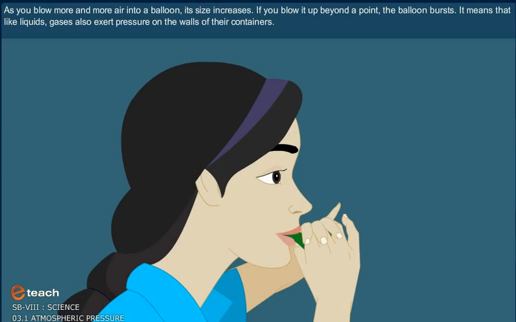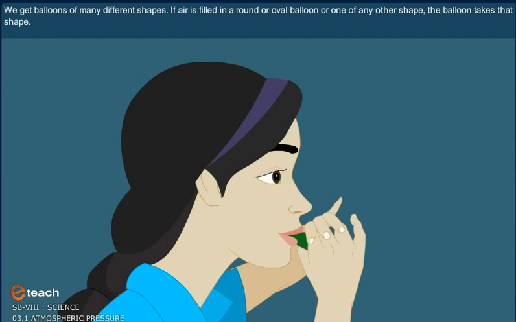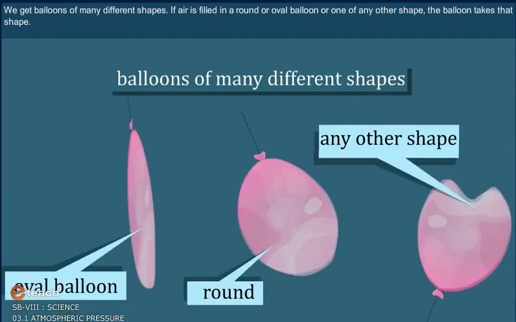As you blow more and more air into a balloon, its size increases. If you blow it up beyond a point, the balloon bursts. It means that, like liquids, gases also exert pressure on the walls of their containers. We get balloons of many different shapes. If air is filled in a round or oval balloon or one of any other shape, the balloon takes that shape.